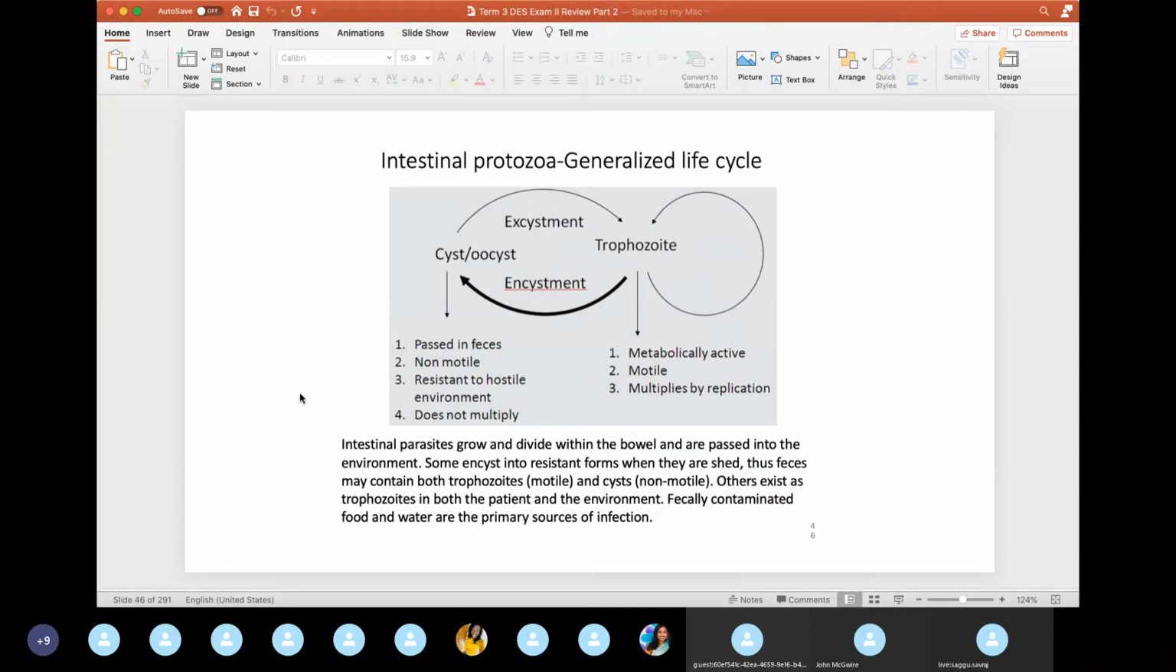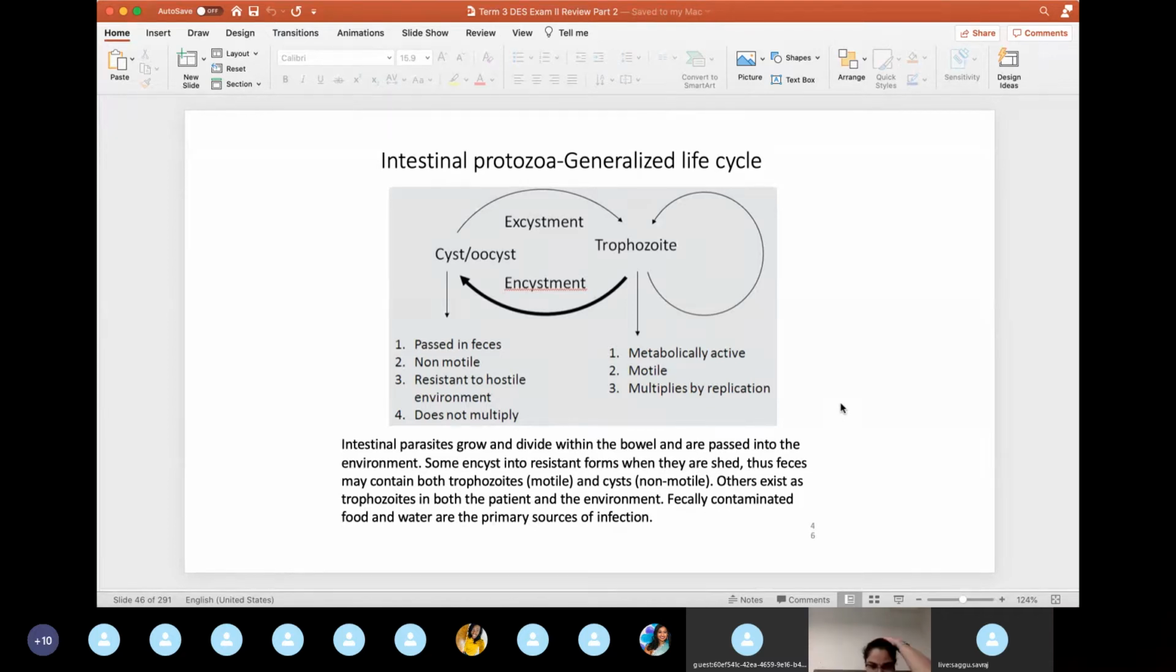What's the generalized life cycle of each? You're going to ingest them, since they're intestinal, via what? Cyst or oocyst, or directly as a trophozoite. If you ingest them as a cyst or an oocyst, you have excystation in the body, which forms a trophozoite, and then encystation, going back to cyst. They can be passed into feces. The cyst form is resistant to hostile environments, and it does not multiply. If you ingest them directly as a trophozoite, they are metabolically active, they are motile, and they multiply by replication.